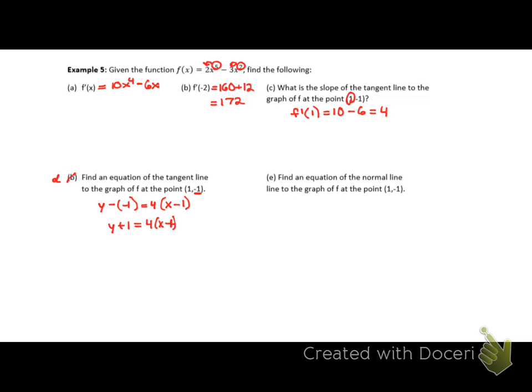Now, when we find the equation of the normal line, the slope of the normal line is going to be the opposite reciprocal of what we found in part C. The opposite would make it negative, the reciprocal would make it 1/4. But the rest of the equation is actually going to look exactly the same because we're going through the same point. The only difference is the slope. So we end up with y plus 1 equals negative 1/4 times x minus 1.